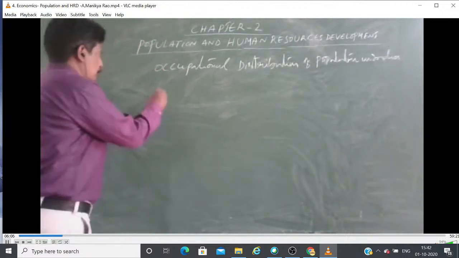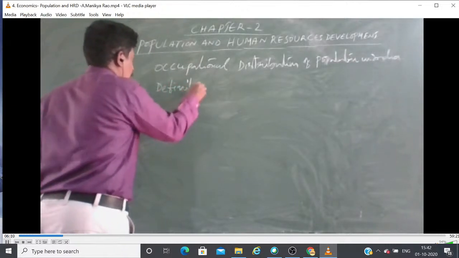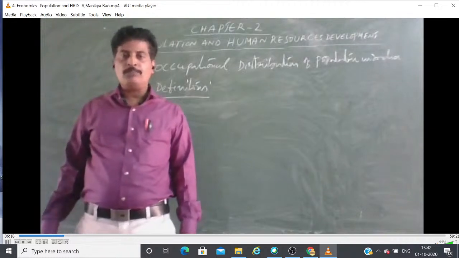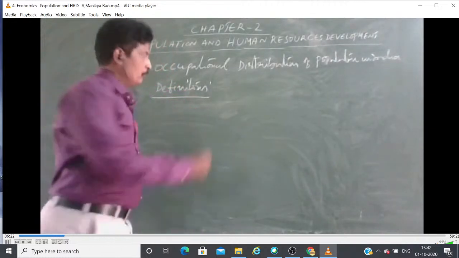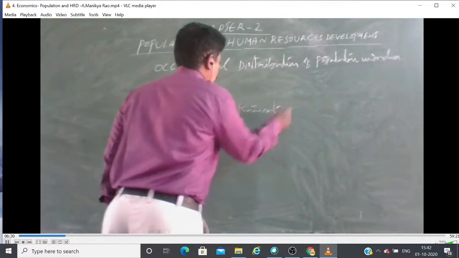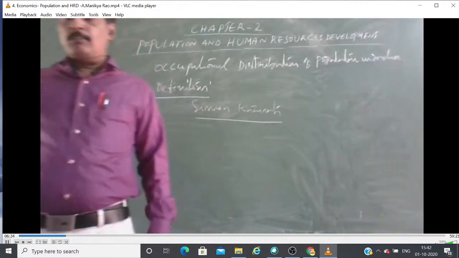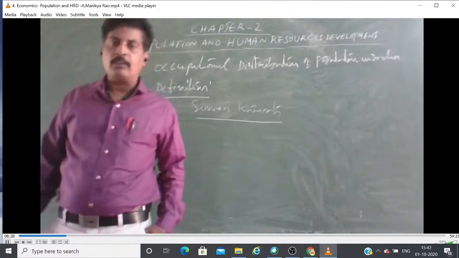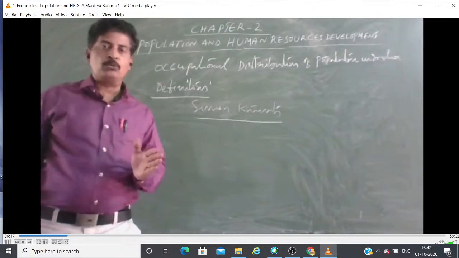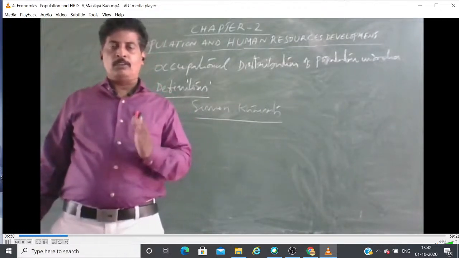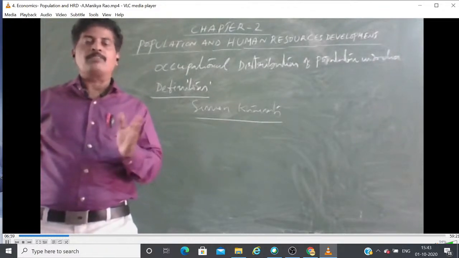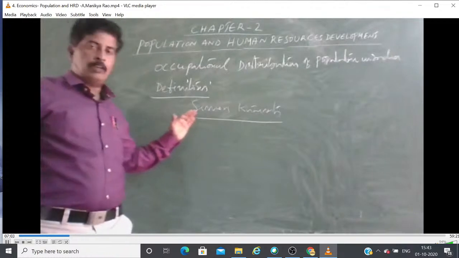So there are some definitions. What are the definitions given by different economists with regard to occupational distribution of population? First, Simon Kuznets. He defined that when the development of a country takes place, the percentage of people engaged in the agriculture sector or primary sector should shift to industries and the service sector. That is the definition given by Simon Kuznets.